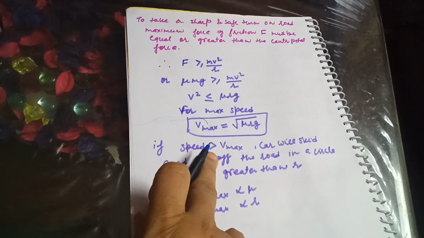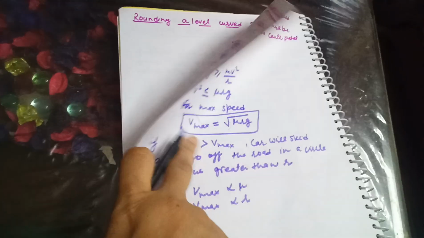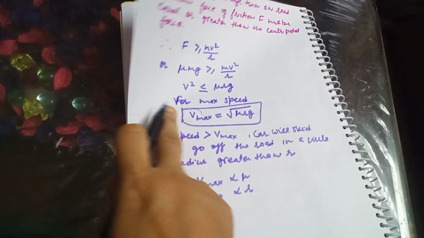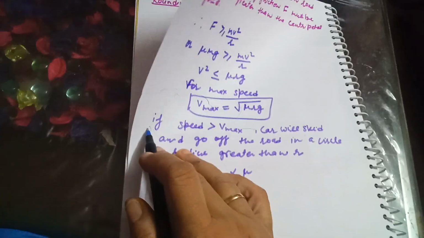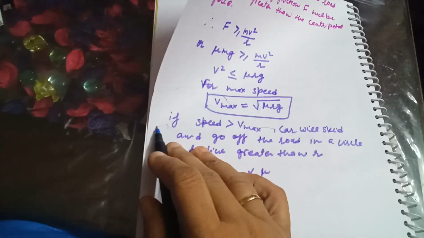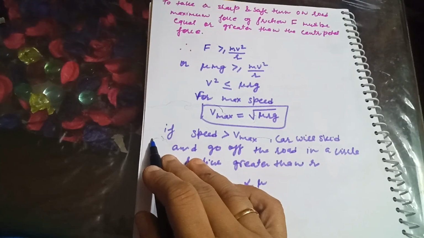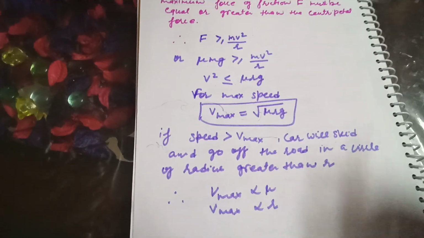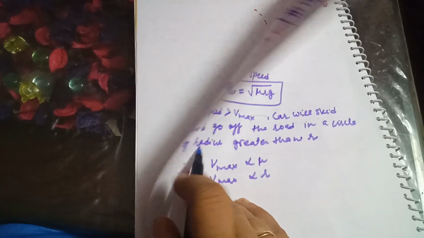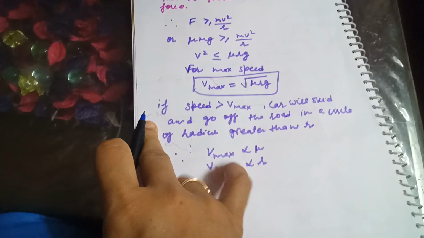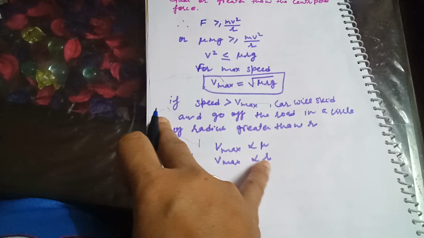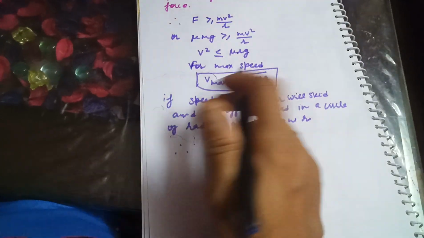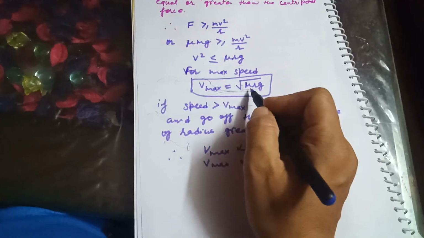If the speed of the car is greater than this value V max, then what will happen? The car will skid and go off the road in a circle greater than the radius of the circular path. So when the car takes a sharp turn at a radius greater than the required radius of the circular path, it will go out of the path. So this is the required condition: V max should be directly proportional to mu and directly proportional to R. This is the required condition to take a sharp turn on a level road.